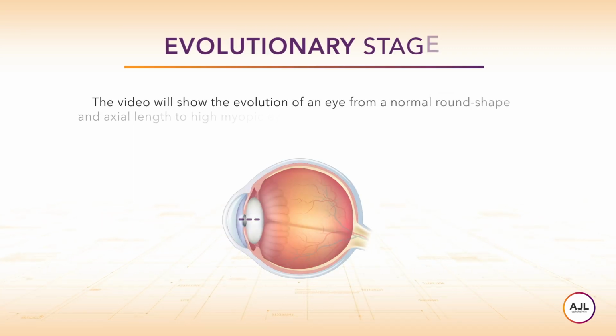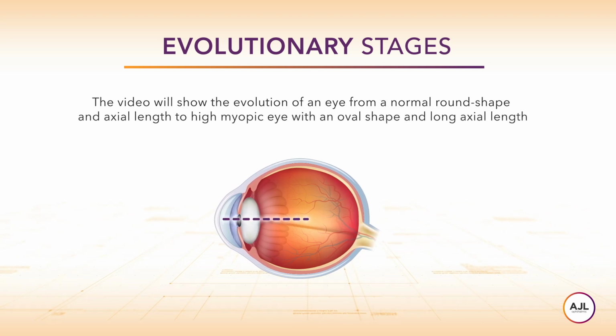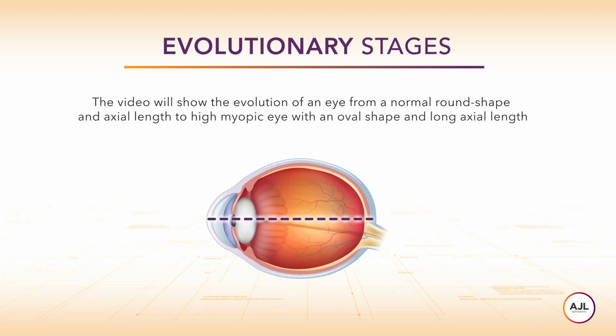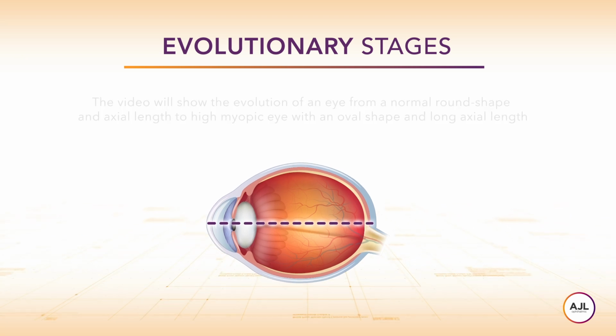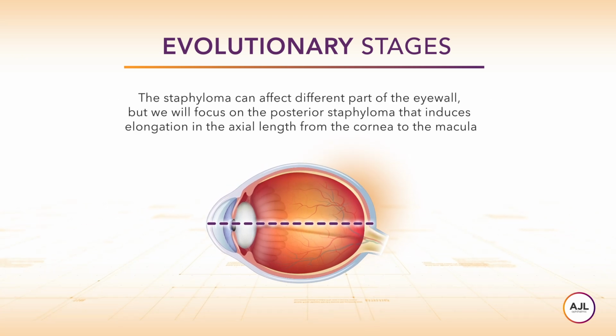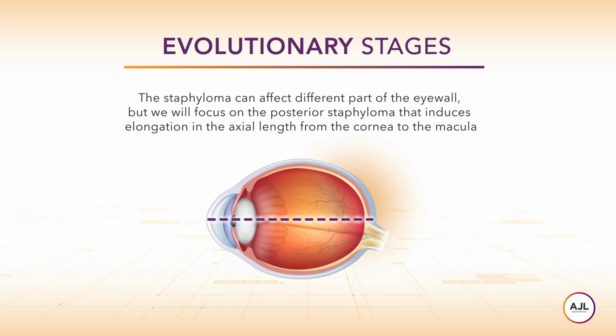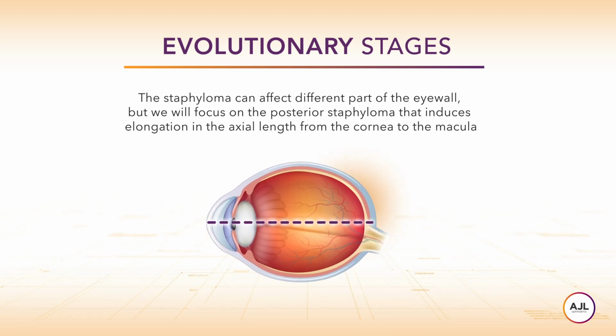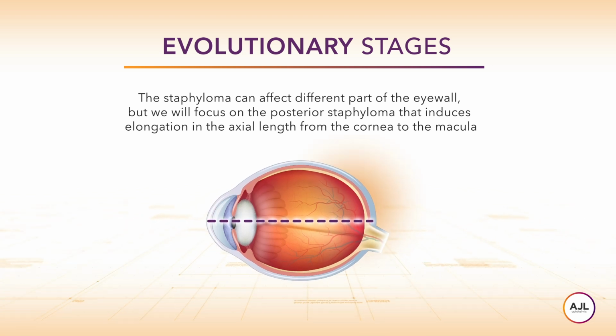The video will show the evolution of an eye from a normal round shape and axial length to a high myopic eye with an oval shape and long axial length. The staphyloma can affect different parts of the eye wall, but we will focus on the posterior staphyloma that induces elongation in the axial length from the cornea to the macula.